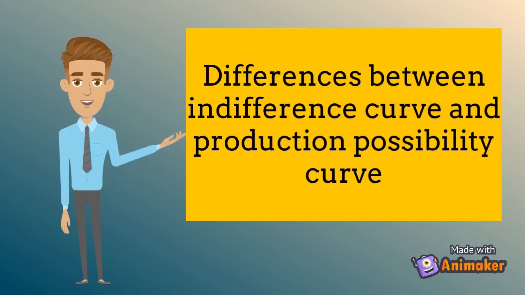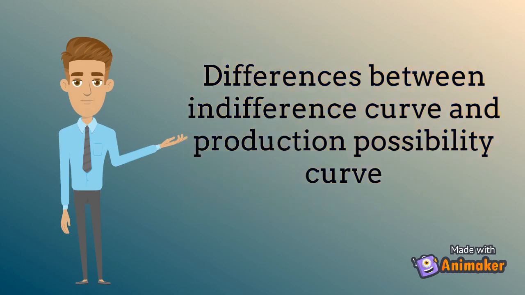Hi, this is the eCoNoMiSt, and today we're going to be differentiating between indifference curve and production possibility curve. Even though both of these concepts show two goods, primarily due to availability of the two axes, there are differences between these two concepts. Let us find out what these differences are, but before we differentiate between them, let us get to know them individually.